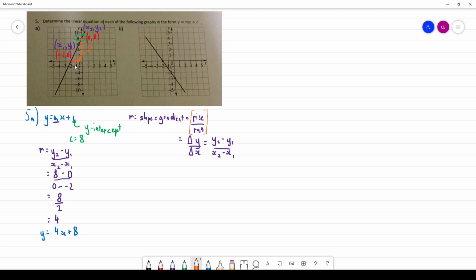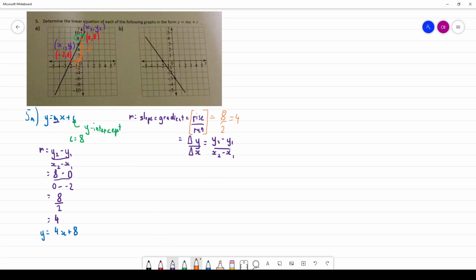And what's the run? How far from left to right? That's just 2. So if we thought of it as rise over run, we could work it out as just 8 on 2, which is 4. And that is a much quicker and simpler method of calculating your gradient. But knowing it as y2 minus y1 over x2 minus x1 can be very useful in more complex questions.